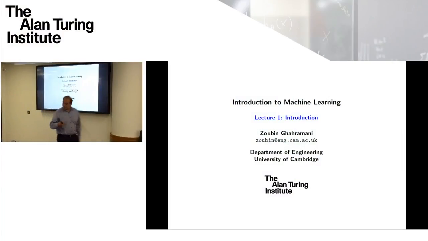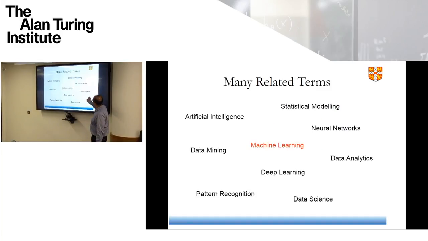Machine learning is a big buzz phrase these days. It's related to many other terms: artificial intelligence, statistical modeling, neural networks and deep learning, data analytics, data science, pattern recognition, data mining. These are all related terms. They live on some continuum depending on what community you live in and what kinds of data analysis you do, and whether you're trying to build brains or you're trying to just analyze some data somebody gave you. So machine learning is related to all these terms.